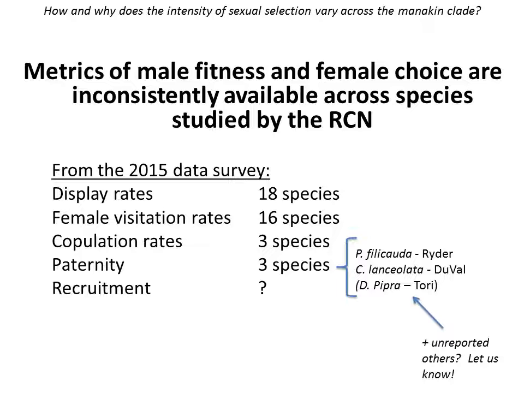So it seems that the first step is to determine if measurements of display and female visitation rates are significantly correlated with paternity or copulation rates for the few study systems that include all of these types of data. If the different measurements are all predictive of each other, then we should be able to include a large diversity of species in our further analyses on the intensity of sexual selection across the manakin clade.